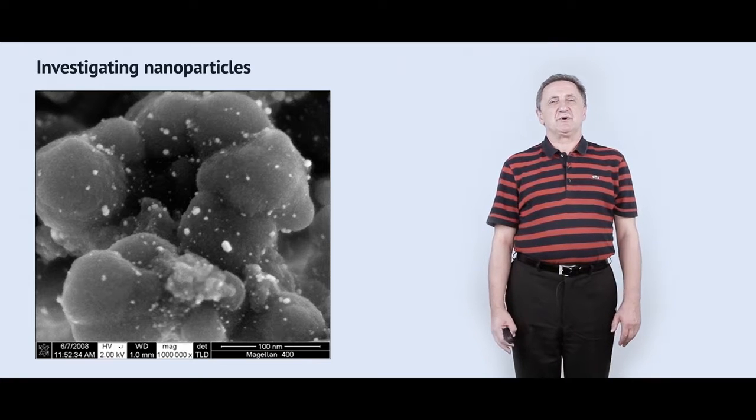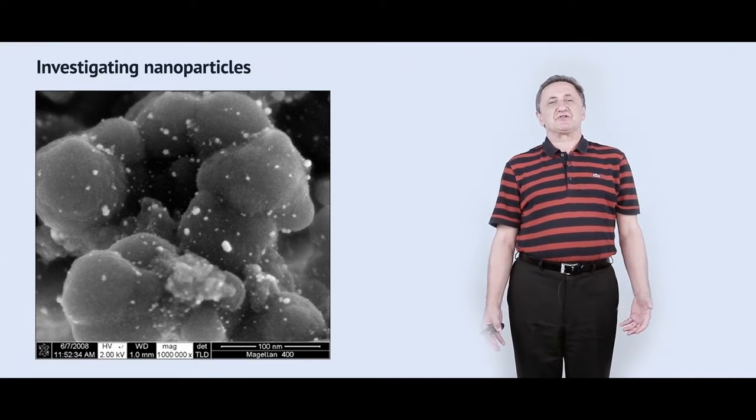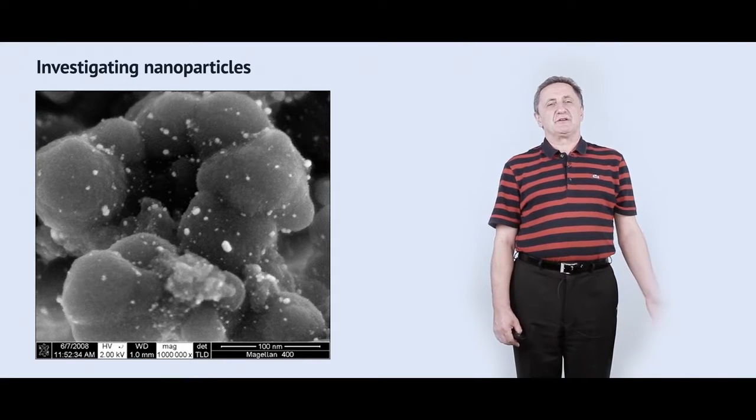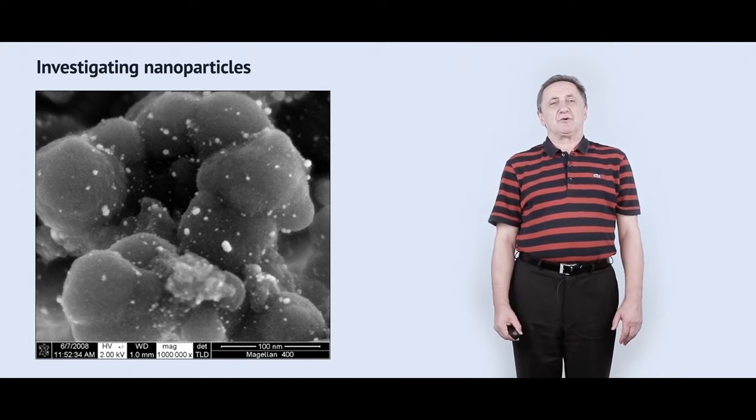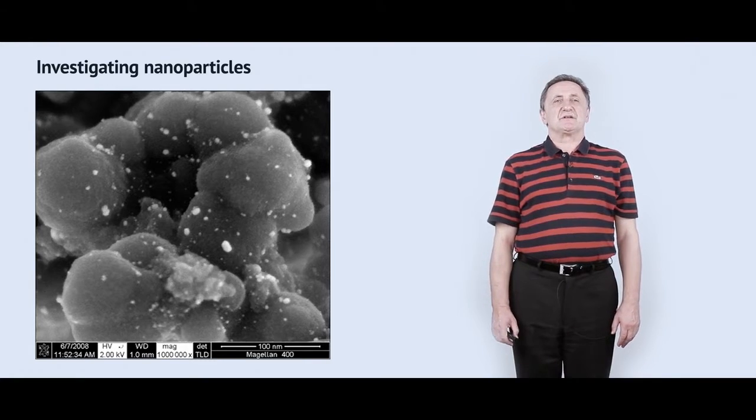On this slide you can see, for example, a supported catalyst. On some oxide surface, we have deposited some metal particles. With different resolution, you can see not only the features of the surface, which was shown in the previous slide, but also the distribution of particles along these surfaces.